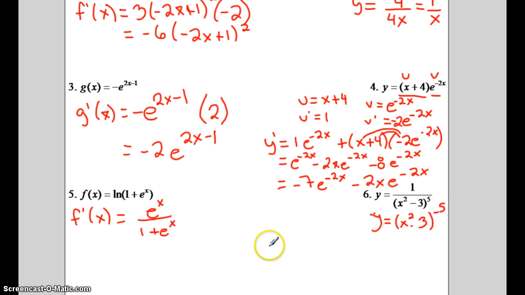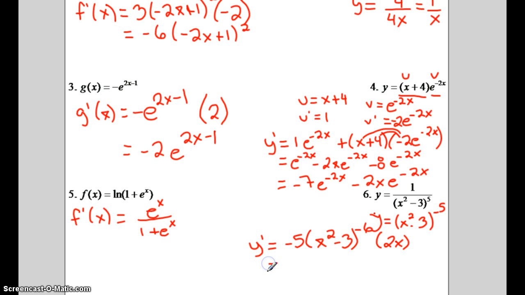That way, when I take the derivative over here, my negative 5 will come down. I've got x squared minus 3, and then drop 1 from the exponent, so negative 6. And then multiply by the derivative of the inside, which is 2x.